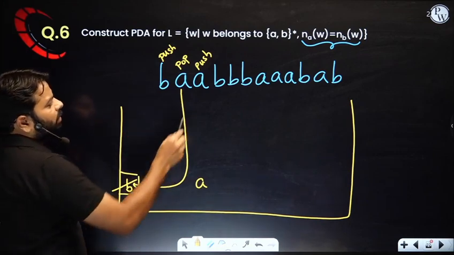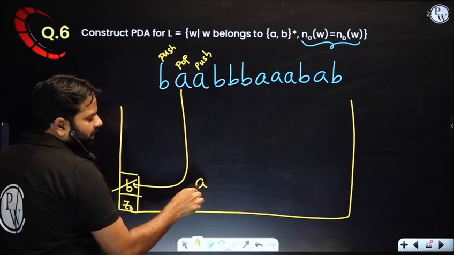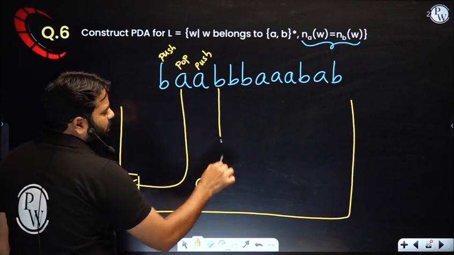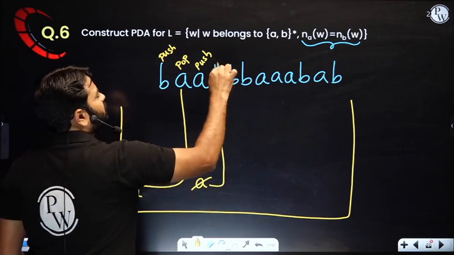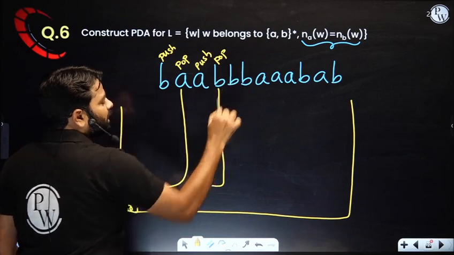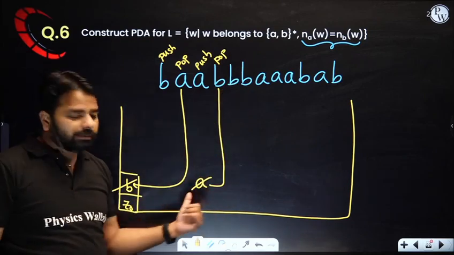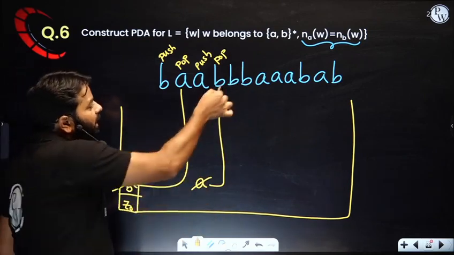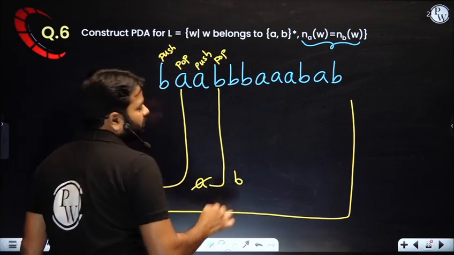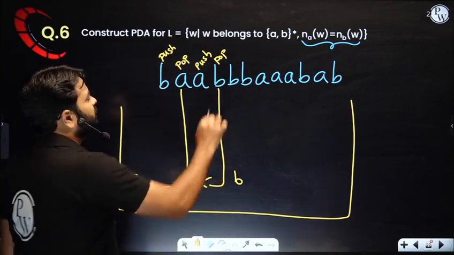Okay. Now this B. Who is the top of the stack now? A. So now I'm going to pop this one. When B comes, is there anybody on the stack except Z naught? No one. So B, I'm going to push.